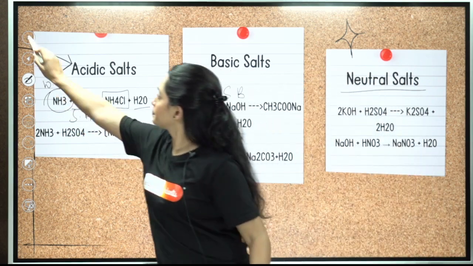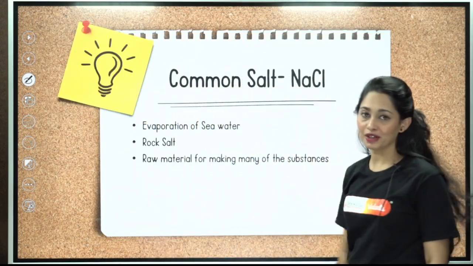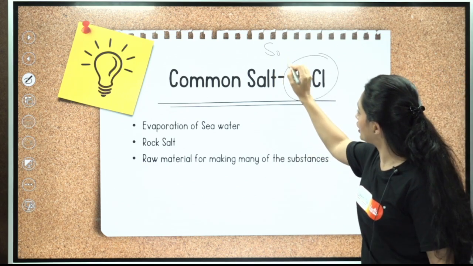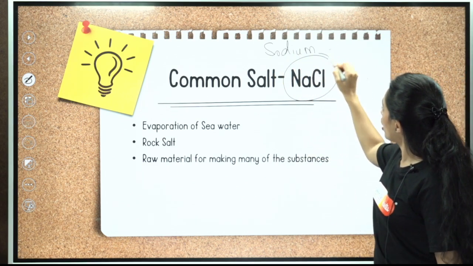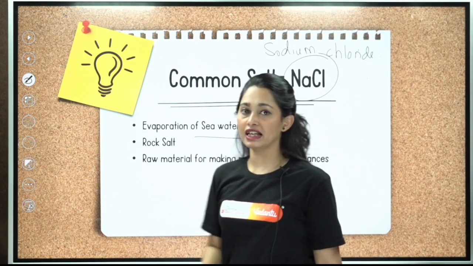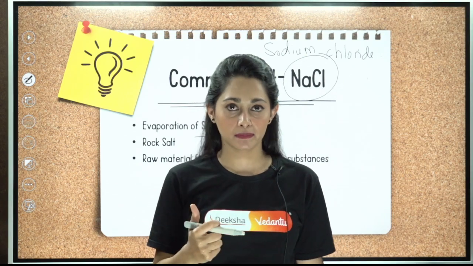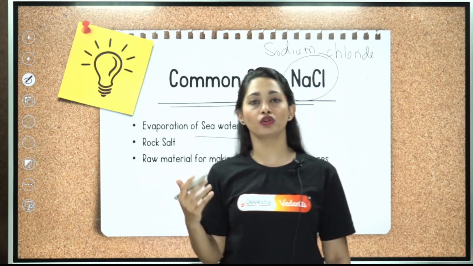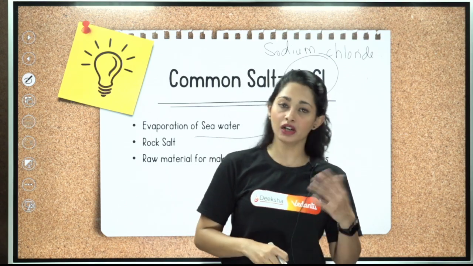Moving on to the very first salt, common salt. Common salt is nothing but NaCl, sodium chloride. How do we get sodium chloride? By evaporation of seawater. Seawater is the source of NaCl. The biggest source of NaCl is seawater, and we can extract the salt from the earth as well.